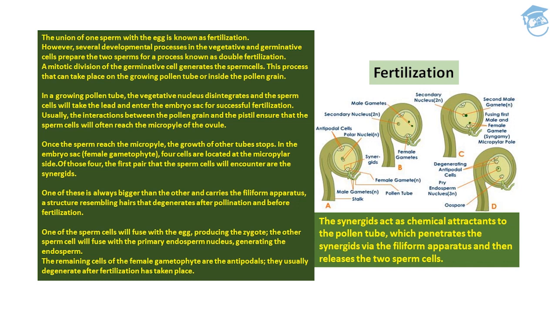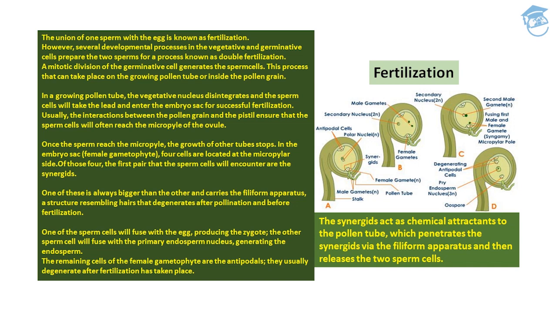Okay, so once the sperm reaches the micropyle end, see this is the micropylar end, and these are the antipodal cells. These two cells are called polar nuclei. These are the synergid cells, which are two in number, and a sperm goes and fuses. So once a sperm reaches the micropylar end, the growth of the pollen tube stops.